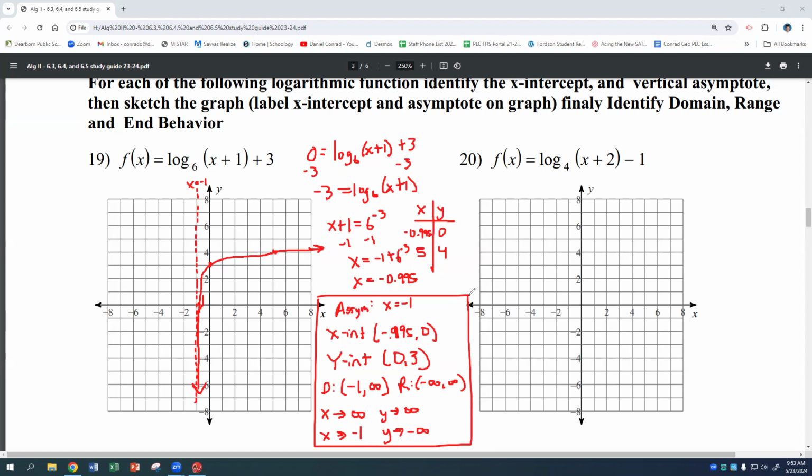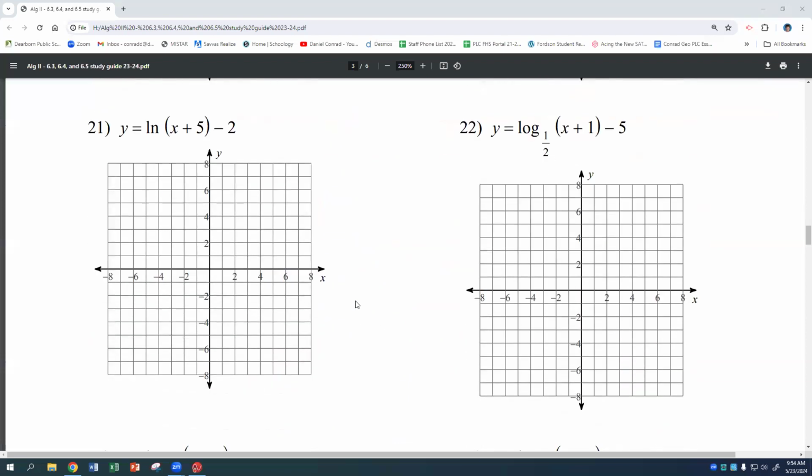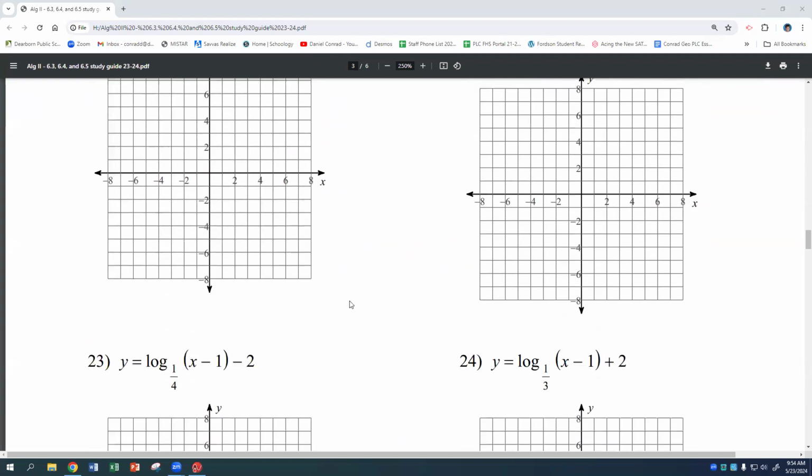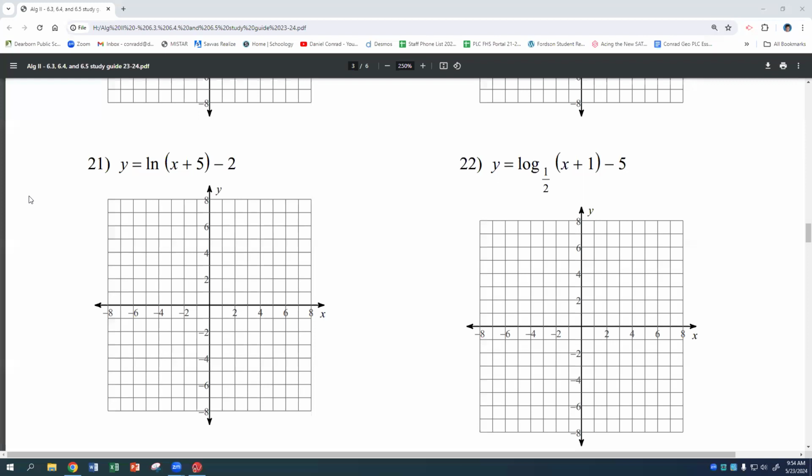Okay, let's do one more. I don't want to do all 6, we'll just do one more. We'll pick one going the other way. So let's do 22. And just remember here, your base, right? You could rewrite this as y equals log base e of x plus 5 minus 2, so your base would be e, but that's all right.